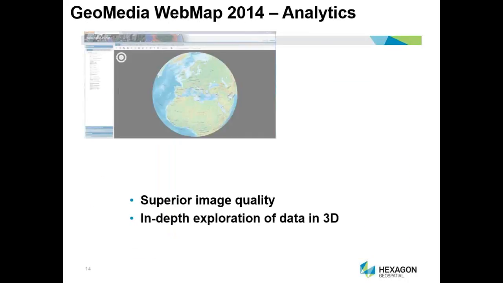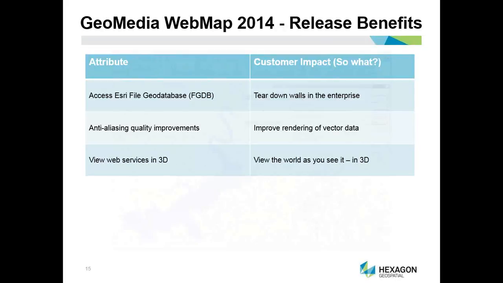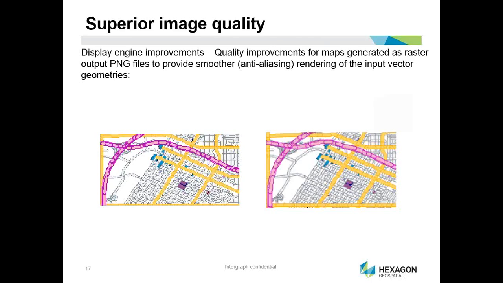And also with the 2014 release, there is superior new analytics. Again, in both the web publisher and in the Geospatial Portal, you can support 3D data, so in-depth exploration of the data in 3D. And as I said, with the 2014 release, we support now file geodatabase. There's improved rendering of vector data and the web services in 3D. We also have superior image quality here, so we can generate rasters to provide smoother anti-aliasing with the release as well. So you can see the two examples here of the raster being smoothed out. Not a great screenshot, but it just about shows.